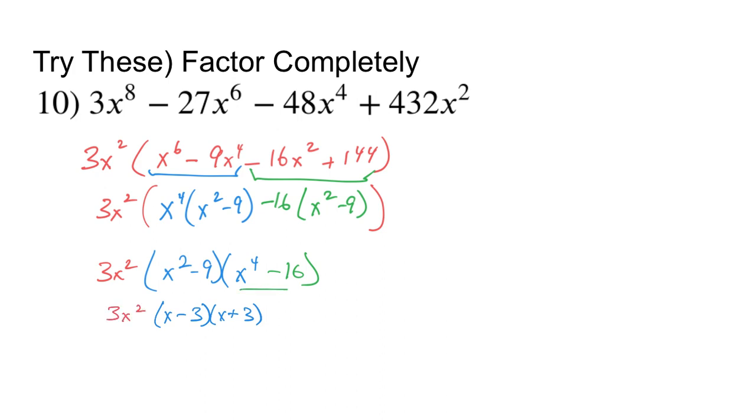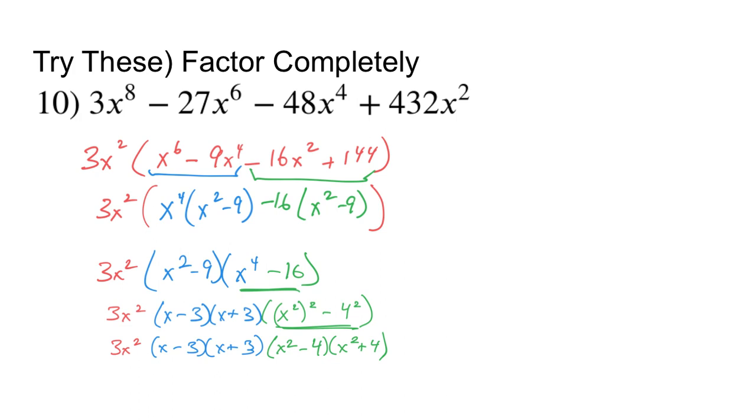And then let's look closer at this x to the 4th minus 16. X to the 4th can be written as x squared squared minus 4 squared. Hey, that's the difference of 2 perfect squares again. Okay, so let's keep going. x minus 3 times x plus 3. And then what do we have? We'd have x squared minus 4 times x squared plus 4.